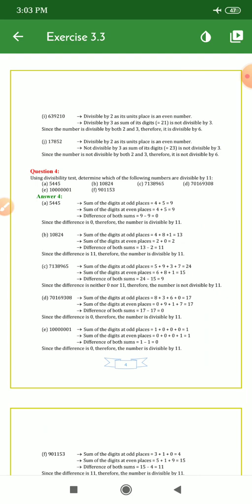Question number 3, 7 1 3 8 9 6 5. First, take the sum of the digits at odd places. One odd, one even, one odd, one even, like this you take and see. First you have added the odd places, you are getting the sum 24. For even places you are getting the sum 15. By differencing both the sums you are getting 9. Okay, so since the difference is neither 0 nor 11, therefore the number is not divisible by 11. Okay, I hope you all have got this.